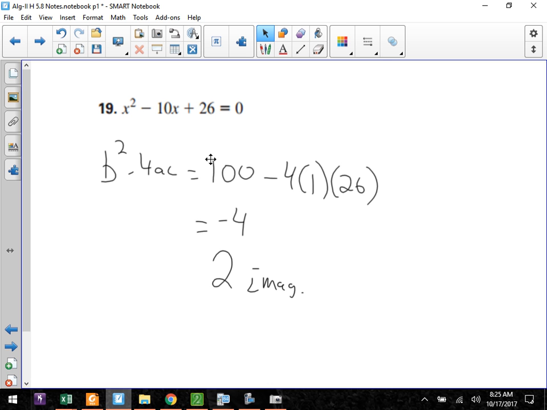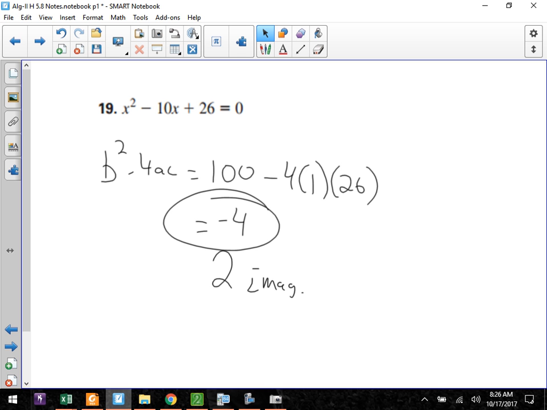Since the discriminant is negative, that means that there's going to be 2 non-real solutions, 2 imaginary. Correct. You can have 1 real solution, but you can't just have 1 imaginary solution, because imaginary solutions, which we'll talk about when we get to polynomials, come in pairs. They have to come in pairs, because whenever you take the square root of a negative, you're always going to have plus or minus. So no matter what, your imaginary solutions will always come in pairs.